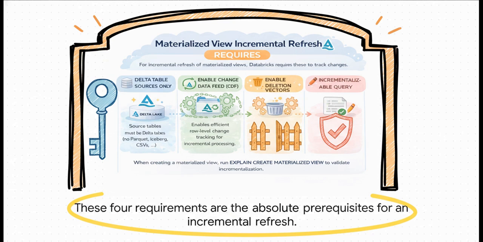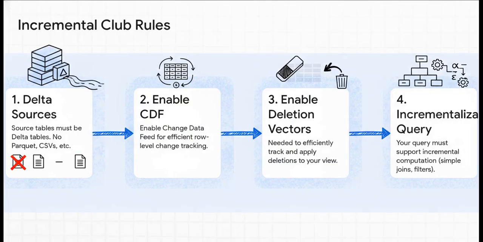And this is a big one: your query itself has to be written in a way that actually supports incremental updates. Let's call these the rules of the incremental club. Let's just hammer these 4 rules home because seriously, getting even one of them wrong means you're not getting in.